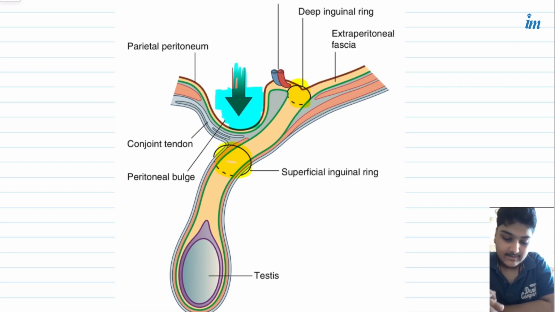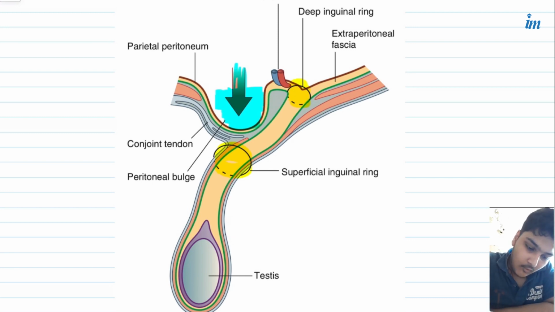And sometimes what may happen is that this direct inguinal hernia, without passing through the inguinal canal, may exit from the superficial inguinal ring here. It may just exit from here directly and then it enters the scrotum. But that occurs very rarely. Usually it does not enter the scrotum.